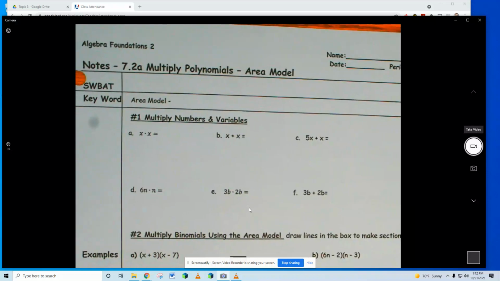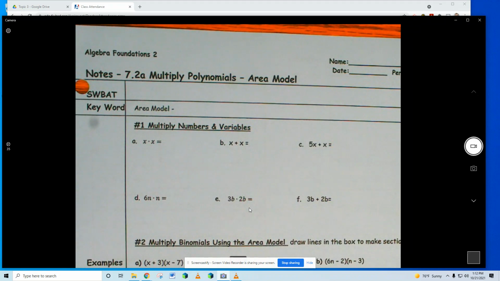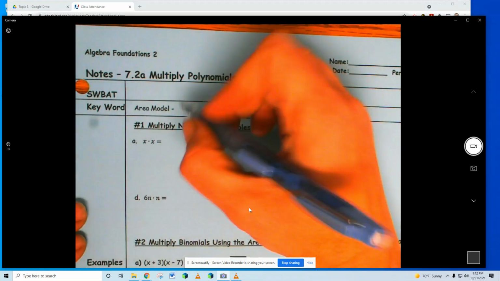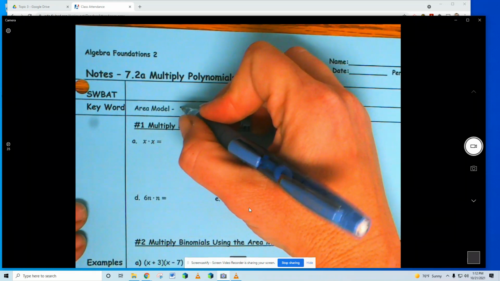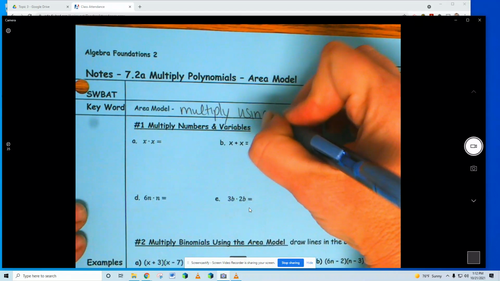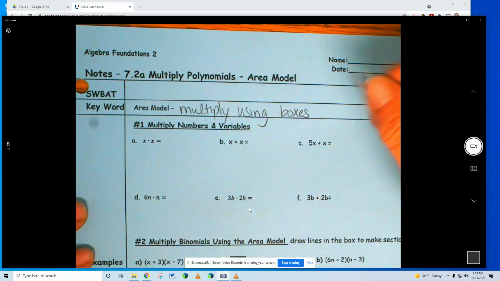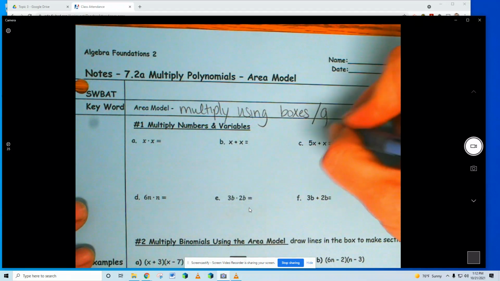All right. So I've got multiplying polynomials. An area model means that I'm going to multiply using basically like boxes or Punnett squares. Grids, boxes or grids. I think that's a fine way to say it.